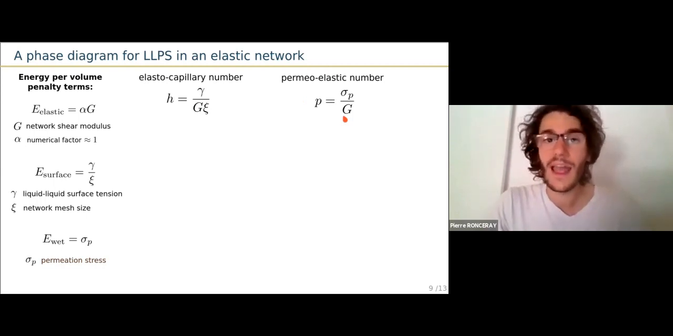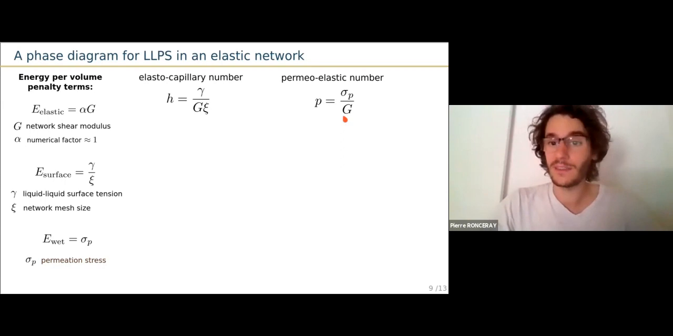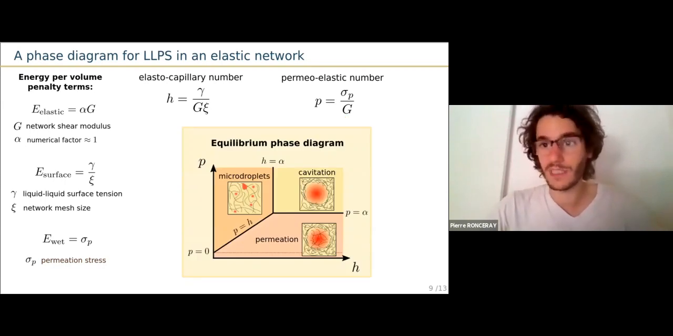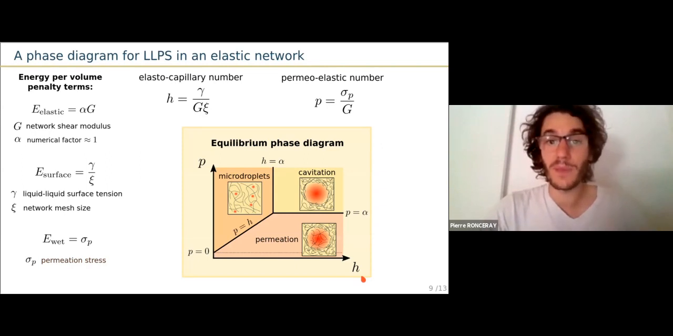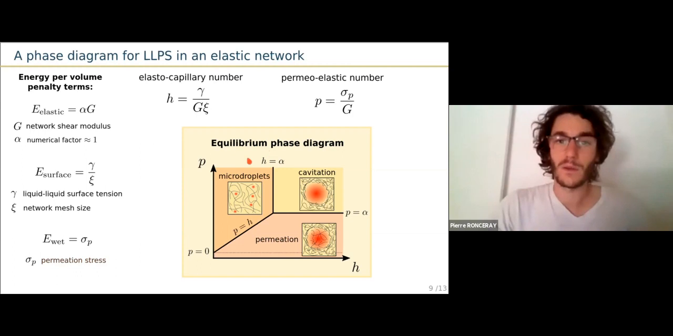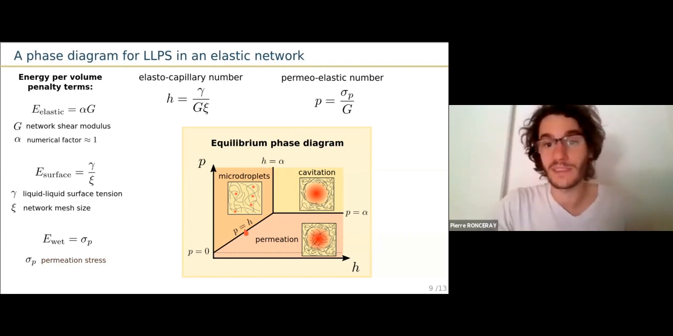Both are normalized by this elastic modulus G. As a function of these two numbers, I can ask what the most stable phase is. And it turns out that each of the three different scenarios that I've considered so far has a domain of stability in this phase diagram. If the permeoelastic number is small, meaning if wetting is cheap or if it's negative, then permeation is the favored scenario. If the elastocapillary number is small, meaning if the liquid-liquid tension is small, then the microdroplets are favored. And in the regular case of high surface tensions and low elastic modulus, then cavitation is favored.